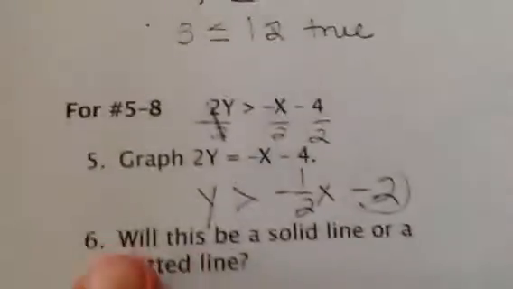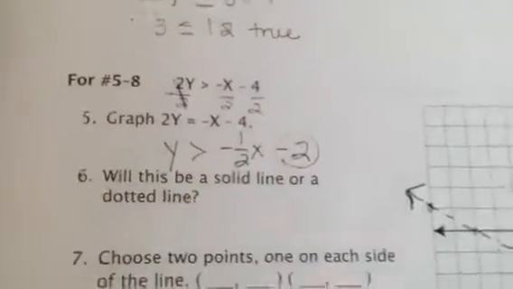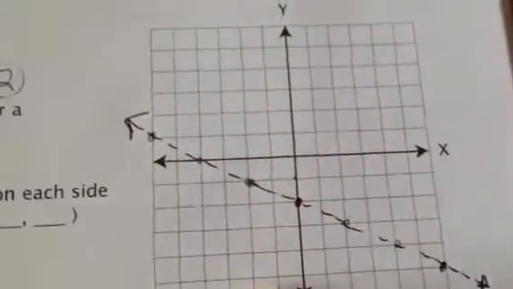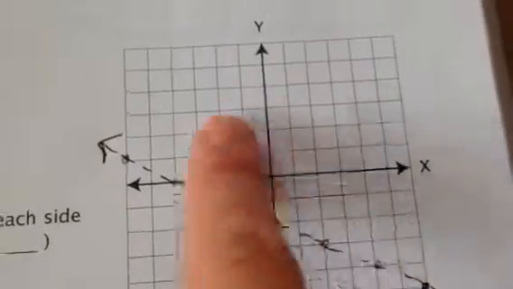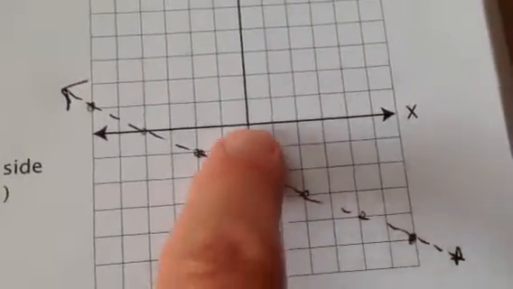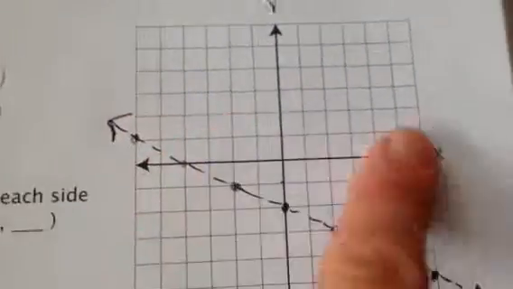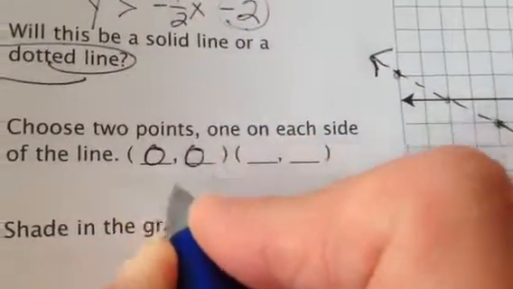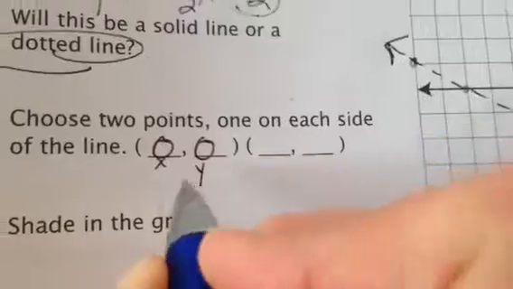Now, it said, would this be a solid line or a dotted line? Well, it's dotted. Choose any point you want, any of them, okay? Now, you can pick anything you want. Why not be really lazy and pick the point 0, 0? It's above the line, and it would be a simple point to pick. Remember, you can pick anything you want. And this is your little x, and this is your little y.